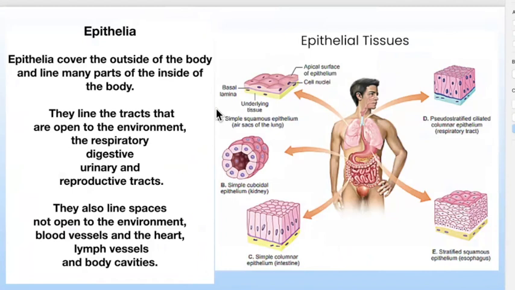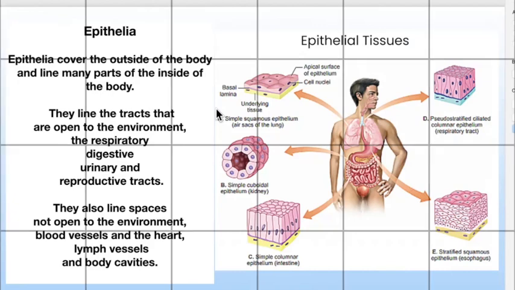Okay, so epithelia cover the outside of the body and line many parts of the inside of the body. They line the tracts that are open to the environment. These tracts are the respiratory tract, digestive tract, urinary tract, and reproductive tracts. Epithelia also line spaces that are not open to the environment. They line blood vessels and the heart, lymph vessels, and body cavities.